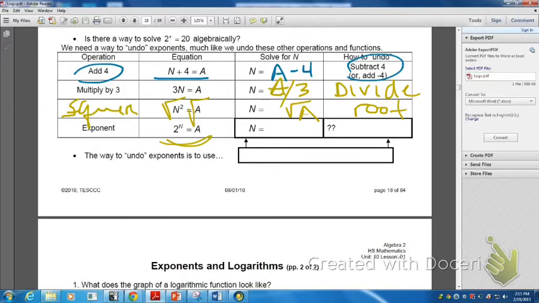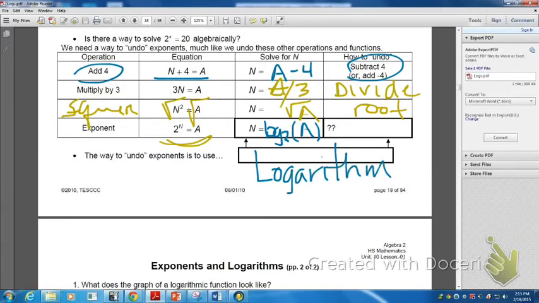So that brings us to our exponent, what we were just working with. 2 raised to the n power equals a. Well, how can we find the n? We find the n by taking the log, okay? So it looks like this. We say the log of our 2. The 2 is our base. So log base 2 of our a will give us the value of our n, or in this case, the exponent. And that is called our logarithm.